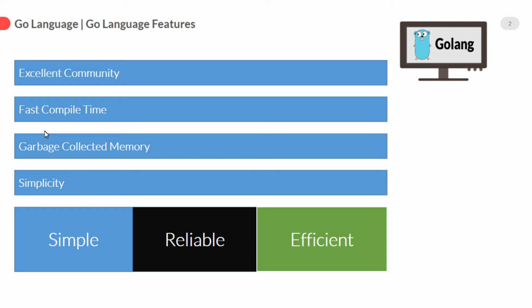The title of Go language is that it is simple, reliable and efficient at the same time. The syntax of the Go language is very simple, reliable, and the compilation time of the Go language is also very efficient.